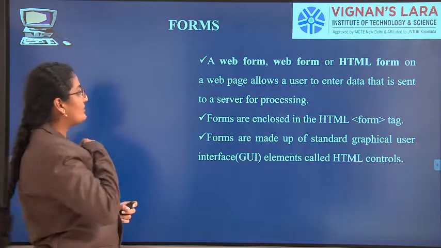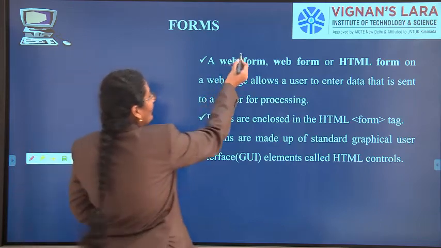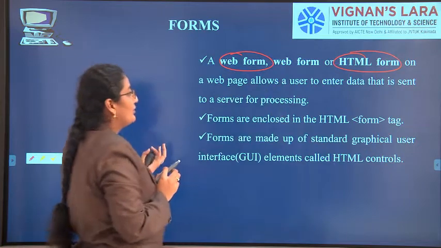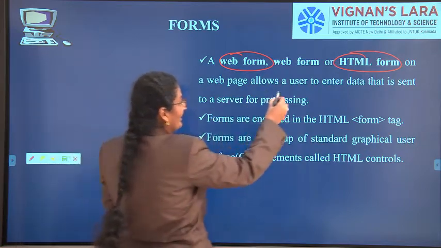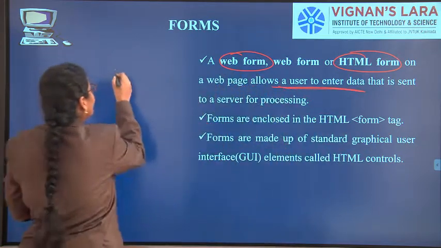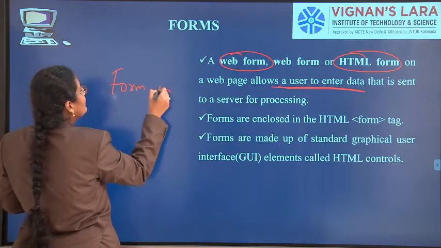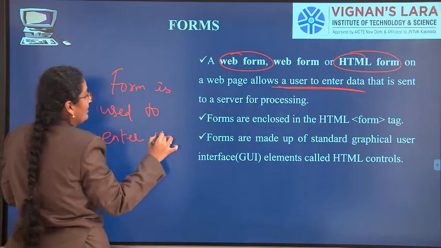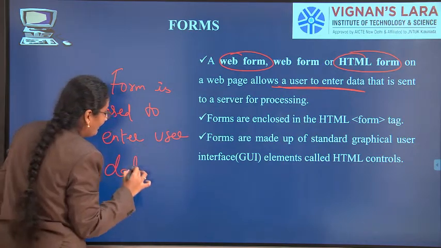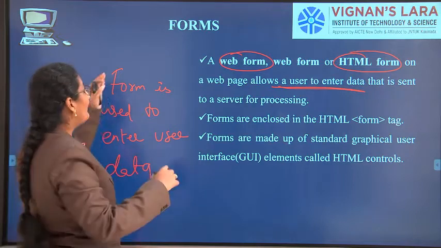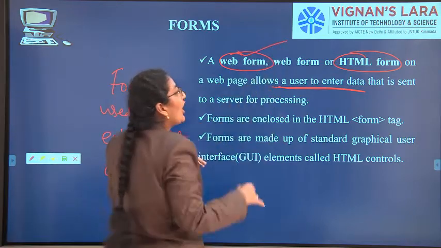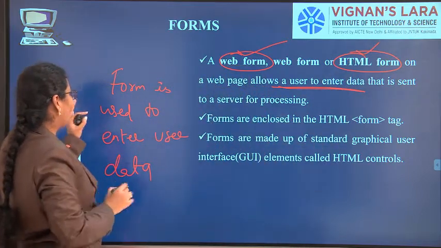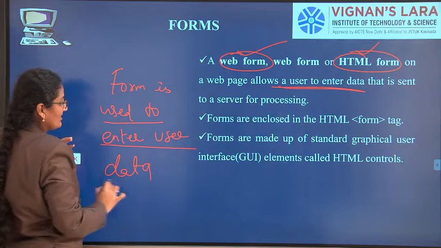Now we will go into the definition of the form. See here, we can call it a web form or we can call it HTML form. What will it do? Form is used to enter user data. Why is form used? We can call form a web form or also an HTML form. This form is used to enter user data.